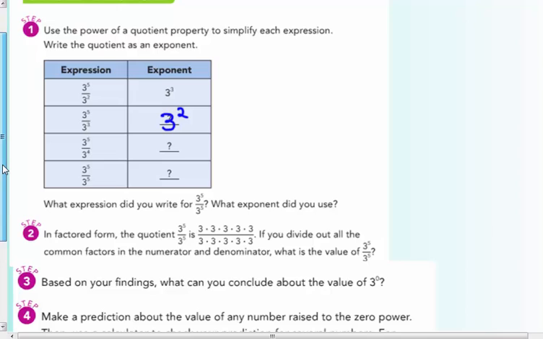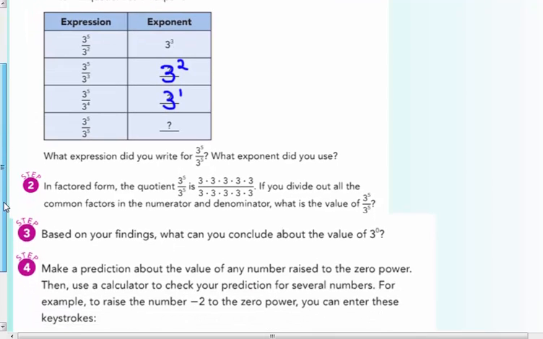3 to the 5th over 3 to the 4th, keep that base of 3. 5 take away 4 would be 3 to the 1st. So 3 to the 5th over 3 to the 5th, keep that base. 5 take away 5, that would be 3 to the 0. So it says, what expression did you write in for 3 to the 5th over 3 to the 5th? Well, I wrote in 3 to the 0. What exponent did you use? I used the exponent 0.